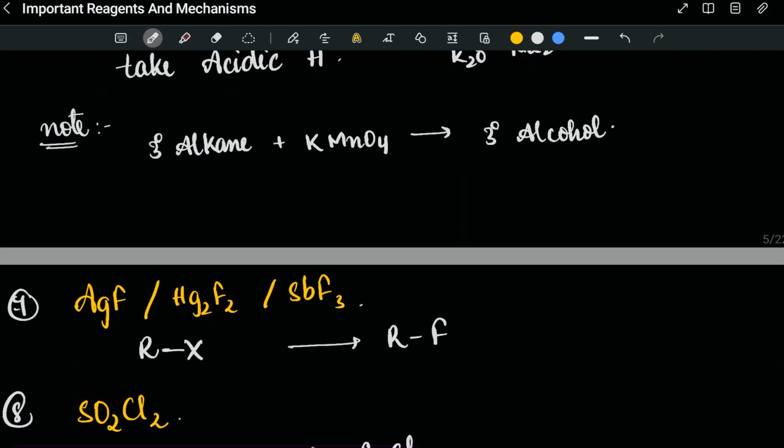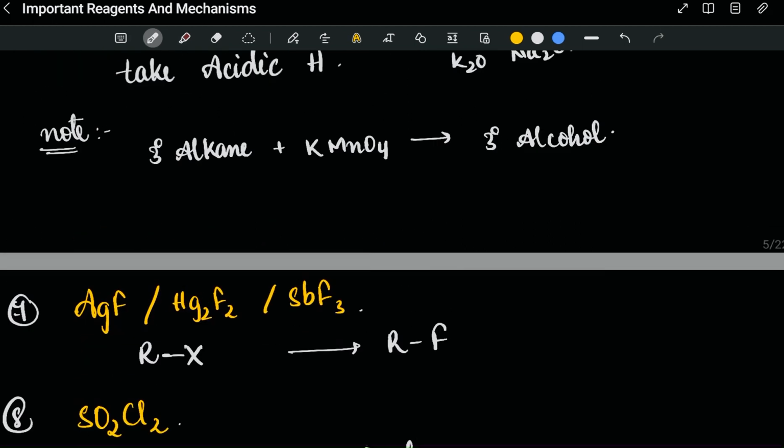Now, there is also an important note here. Generally, alkenes cannot be oxidized. They are really tough to oxidize, but there is an exception. Tertiary alkenes, in presence of KMnO4, which is a very strong oxidizing agent, can convert into tertiary alcohol, if the alkene is like this.